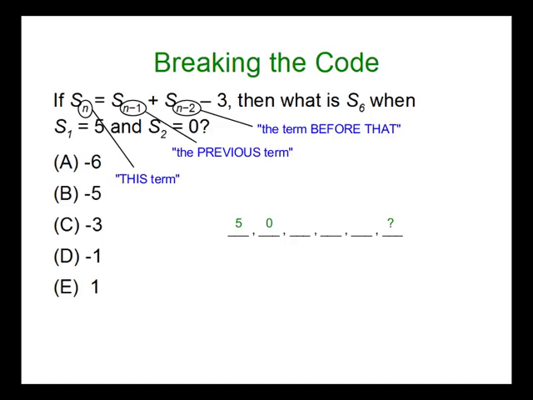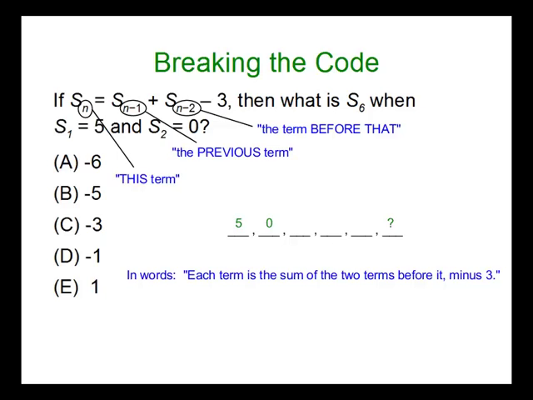And the idea behind thinking about it that way is that you should be able to put the sequence definition into words. Okay, so for every term, we're adding up the previous term and the term before that, and then subtracting 3 from it. Okay, so that's it in words. And with that, you don't really even have to reference that mathematical sequence definition anymore. You've already kind of cracked the code.